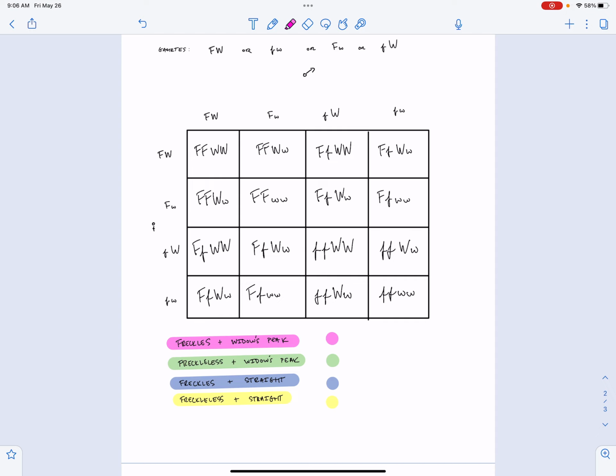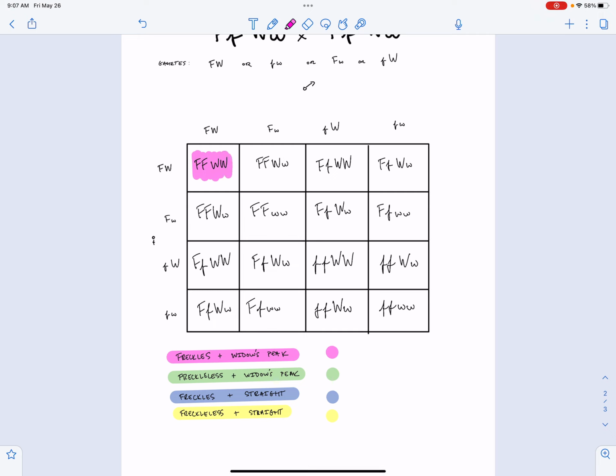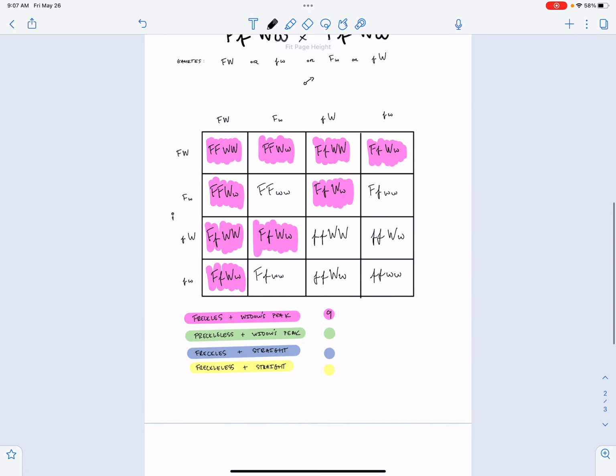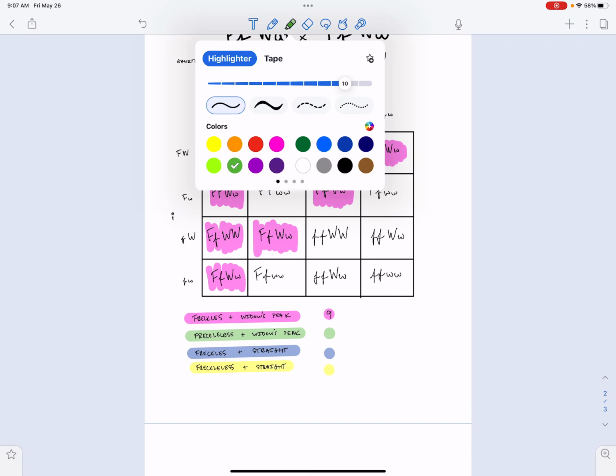So let's start with if someone has freckles or a widow's peak. So any big F or big W, I should say, individual, if you have a copy of either of those alleles, then you're going to have the dominant phenotype. So all of these individuals have freckles and they have widow's peak. These people do as well. Okay, so notice there are 9 individuals in the Punnett square who have freckles and widow's peak.